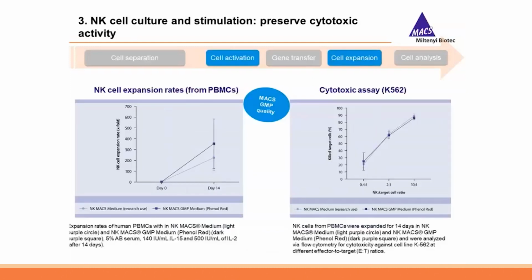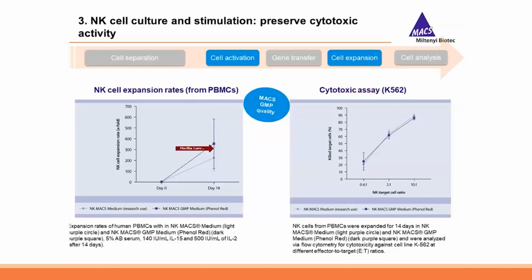So if you expand from PBMCs using a combination of interleukin-2 and interleukin-15, you can get really high expansion rates. And this is comparing our research use with our GMP. So they're very similar. And most importantly, if you perform a killing assay using K562 cell line after 14 days of expansion, you can see that you have really nice killing. NK cells are not exhausted, and they're able to kill target cells. So this is an example of using research and GMP grade in a manual setting.